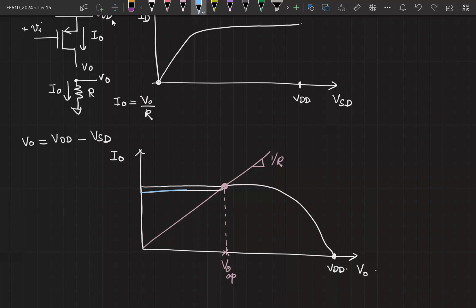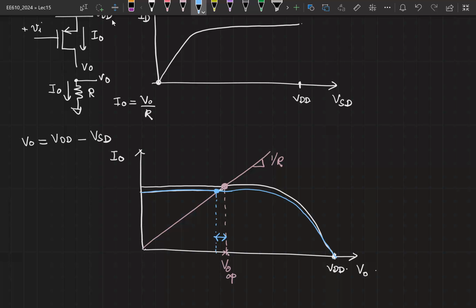Let me show it with a different curve. Which means the new point where it has intersected is this. And what is the corresponding incremental output voltage? Is that available on this picture? What is the incremental output voltage now? It is this.